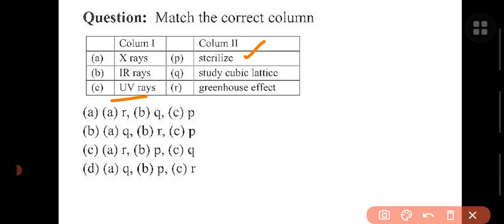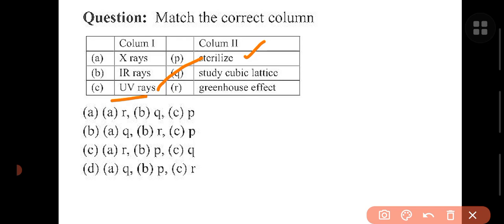We know the exact answer for UV rays in column 1. It matches to column 2, that is sterilize. UV ray treatment for water, drinking water, mineral water. Have you heard about this? UV ray treated mineral water is to sterilize, to kill the germs present in the water using the ultraviolet rays. So for sure we know UV rays are used to sterilize milk or water.